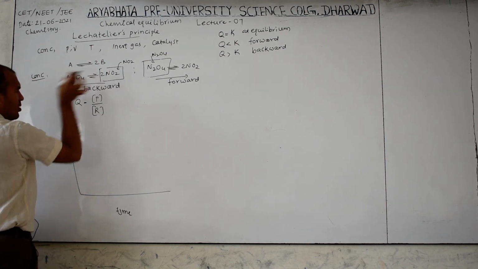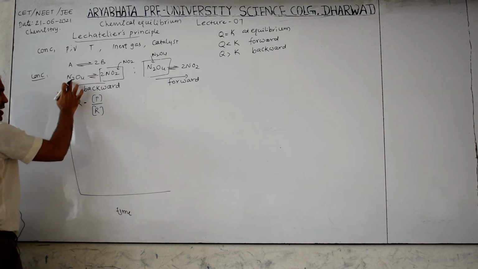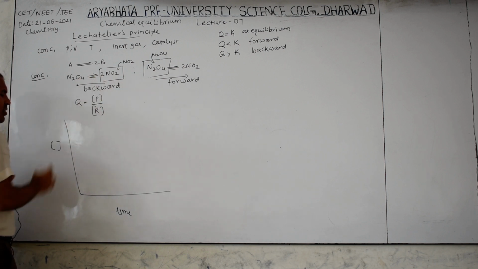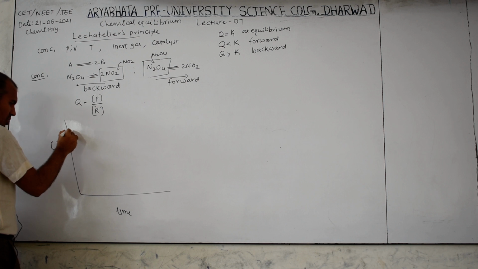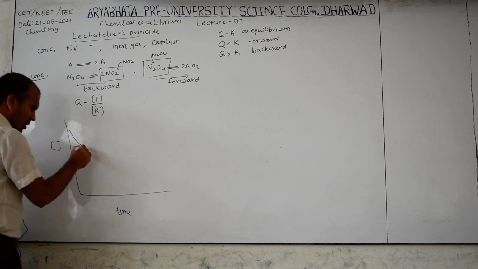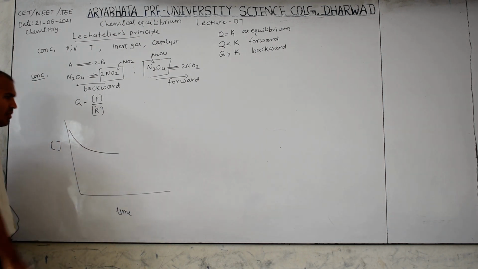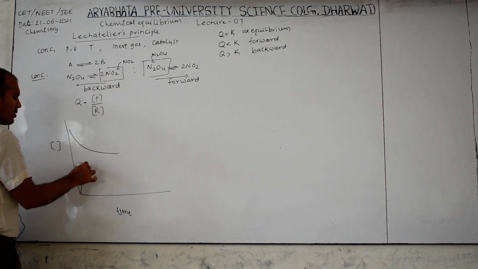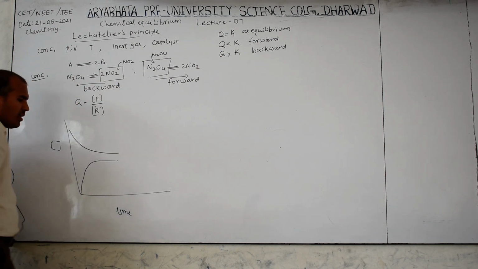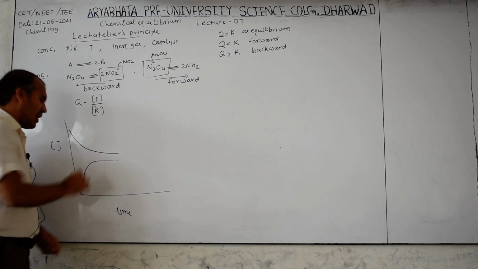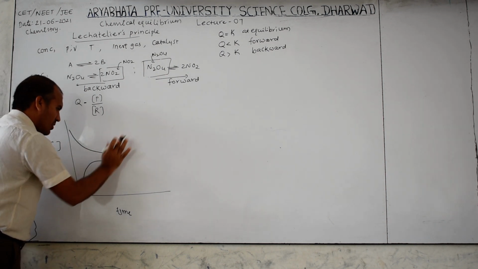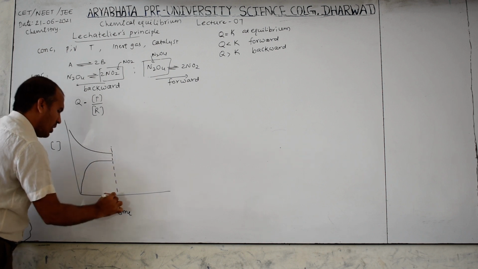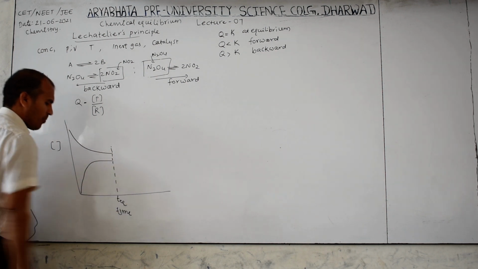Now I want to apply this one. This is reactant, this is product. Reactant means initially high concentration, then later it will decrease, like this. Then this is product concentration, like this. And at this point we have considered, this is called T equilibrium time.